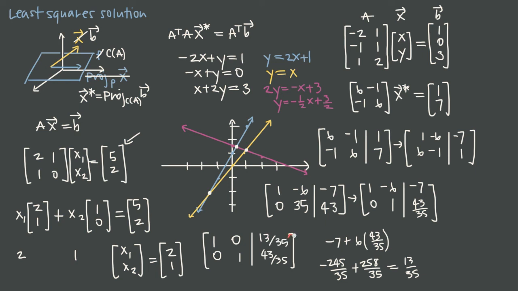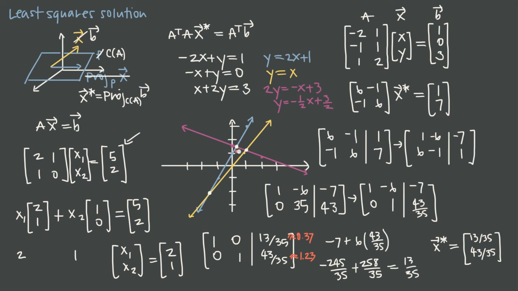Now this 13 over 35, this is approximately equal to 0.37, and this 43 over 35 is about 1.23. So if we were to plot this point, remember what we're saying here is that this x star, this is the least square solution, is equal to 13 over 35 and 43 over 35. And if we were to plot that point, we would see here we get about 0.37, maybe that's right about there, and then 1.23, maybe that's right about here. So that's our least square solution.